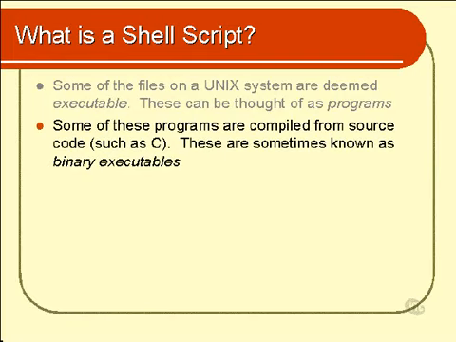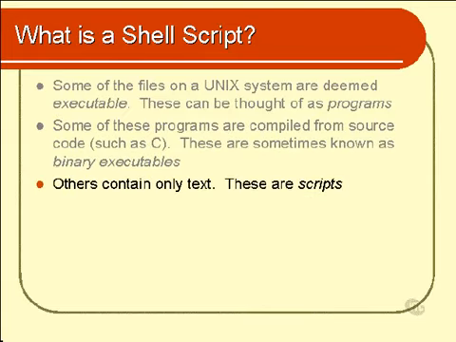Now, the other sort of program are the ones that are not compiled from source code. These are called scripts. These are, of course, fully humanly readable in that the files themselves contain only text. They contain the commands to be executed. Of all the programs in the world, there are two different types: scripts and binary executables.